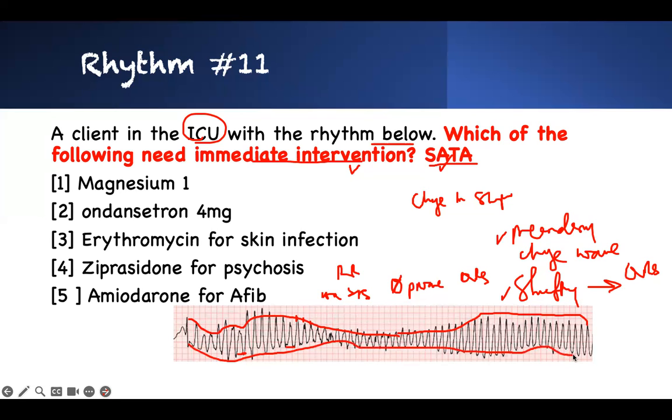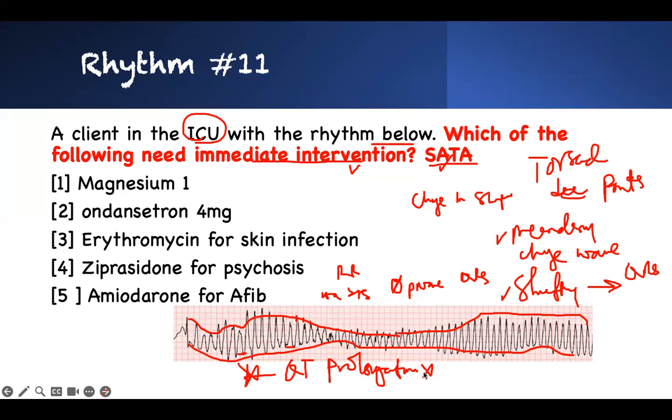This is what we call torsades de pointes. So we have torsades de pointes. What is the cause of this? It's because QT is prolonged. Therefore, anything that causes QT prolongation will lead to torsades.